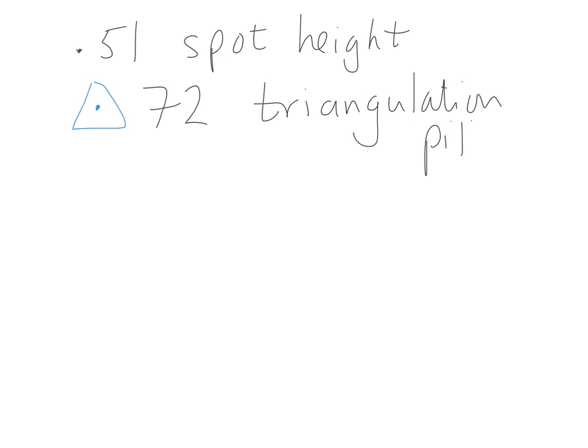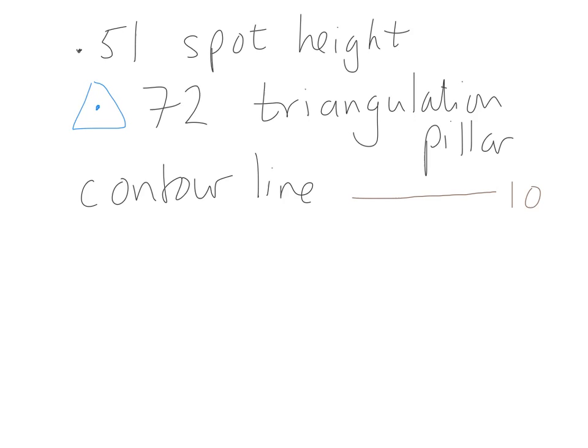And the third way to show height is by means of a contour line. And a contour line is usually coloured brown, say 10 metres, and they are thicker, or wider should I say, every 50 metres, so 50, 100, 150, the line will be wider to make it easier to read.